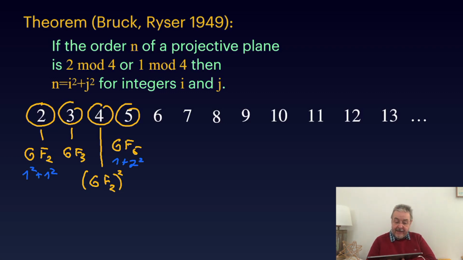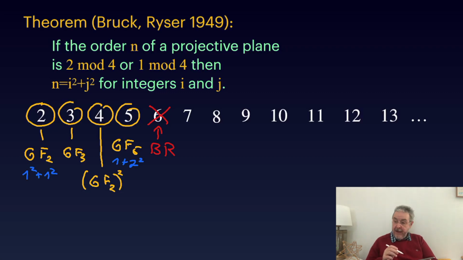6 is the first interesting case. So how about the 6? 6 is 2 modulo 4, and it's neither a prime nor a power of a prime, so this may be a candidate for a projective plane that doesn't come from a prime number or power of a prime number, that doesn't come from a field. But 6 cannot be written as the sum of two squares, and 6 is 2 modulo 4, so Bruck and Ryser really excludes that case. So this here is really excluded by the theorem of Bruck and Ryser.